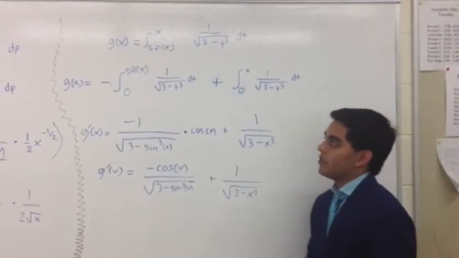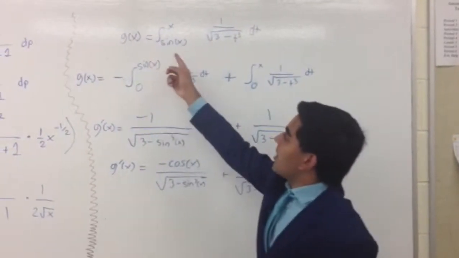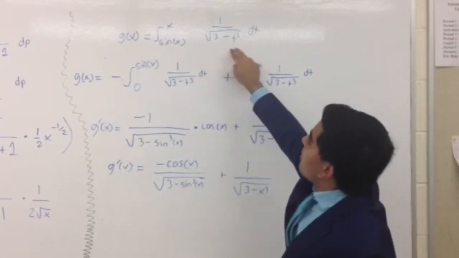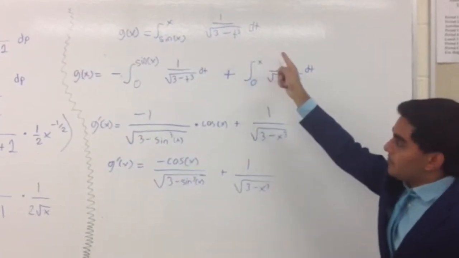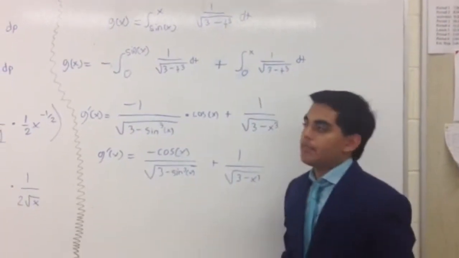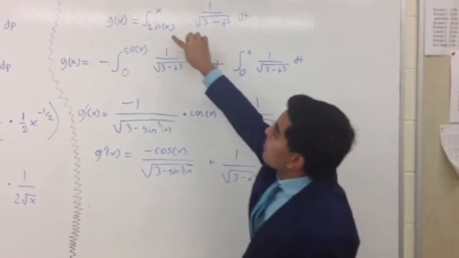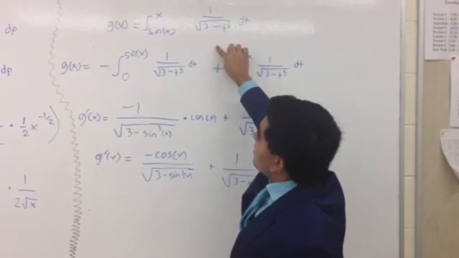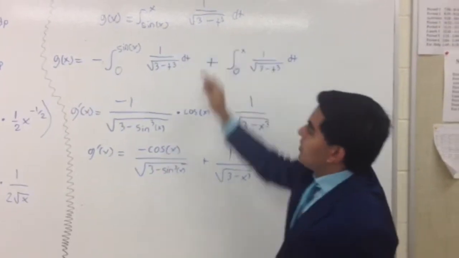This problem says g of x equals the integral from sine of x to x of 1 over the square root of 3 minus t cubed dt. By the properties of integrals, you can break this up into the integral from sine of x to 0 plus the integral from 0 to x.